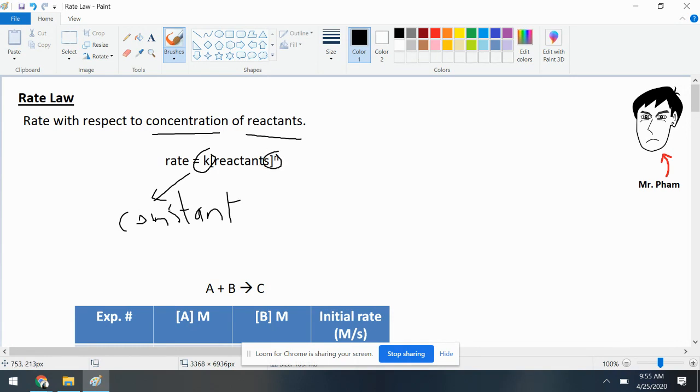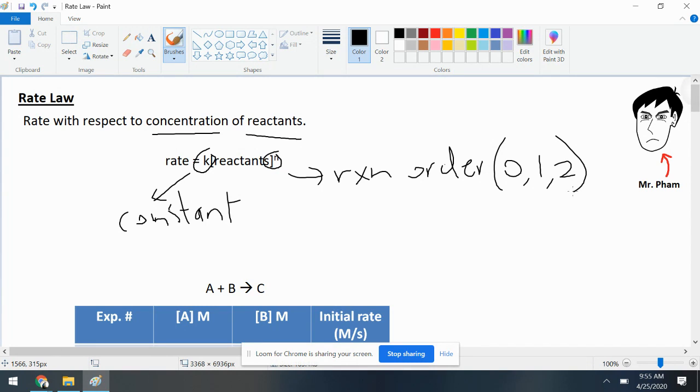So this n is called your reaction order, or the order of the reaction. The order of the reaction you can typically get 0, 1, 2. So it's going to be a whole number. Right? And how do we determine the reaction order? It is based on experiments, which I'm going to show you in a bit.